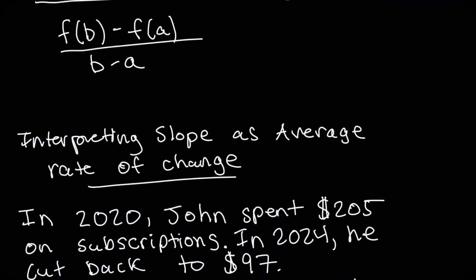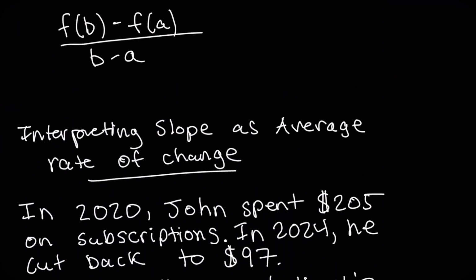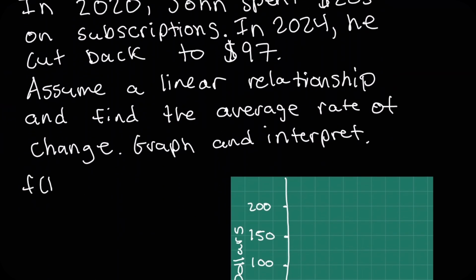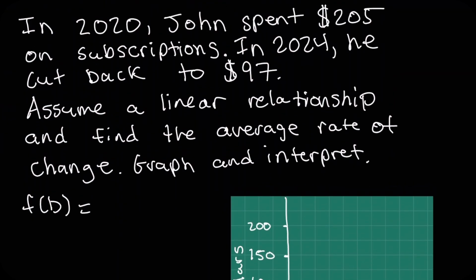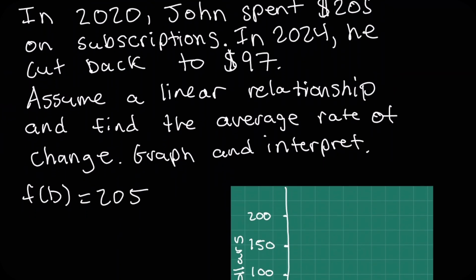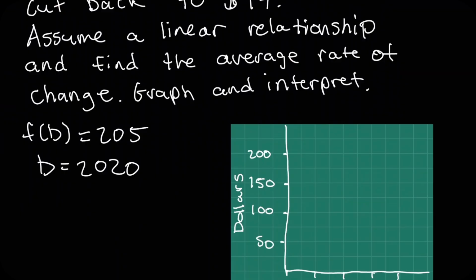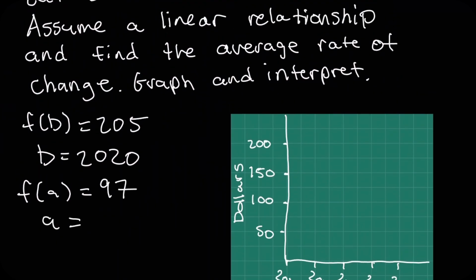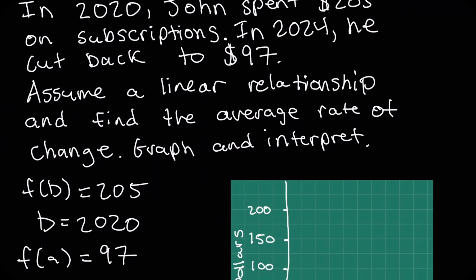First things first, let's figure out what f(b) and then f(a) and then also b minus a is. So f(b) is going to be equal to our 205. That means that b is equal to 2020. And then f(a) is going to be equal to 97, which means that a is going to be equal to 2024.